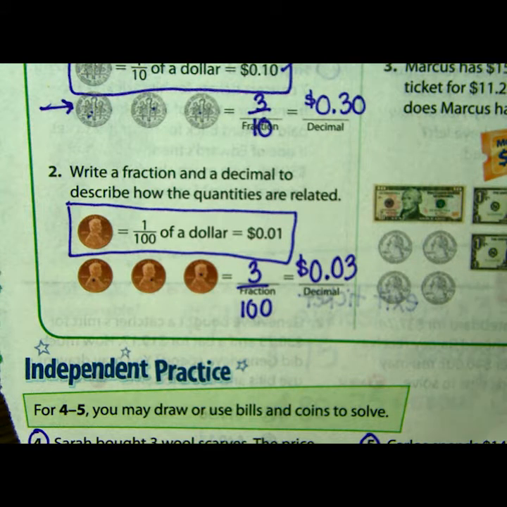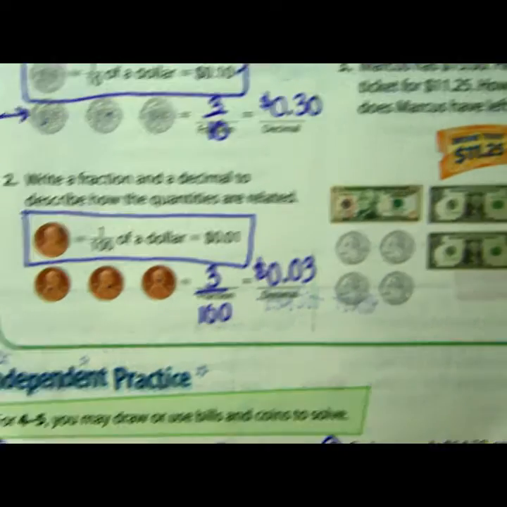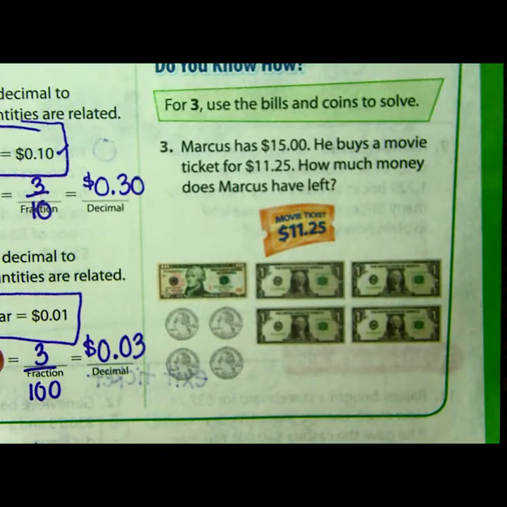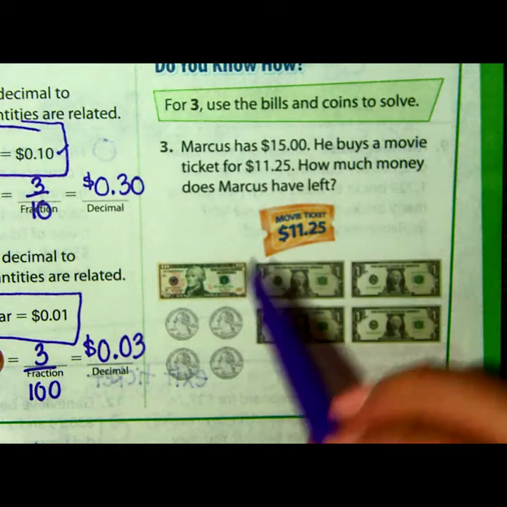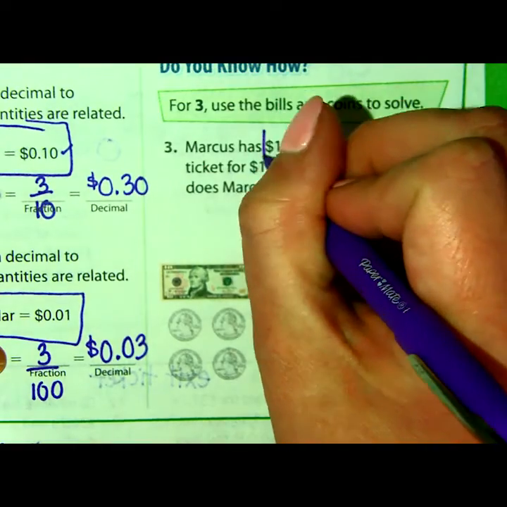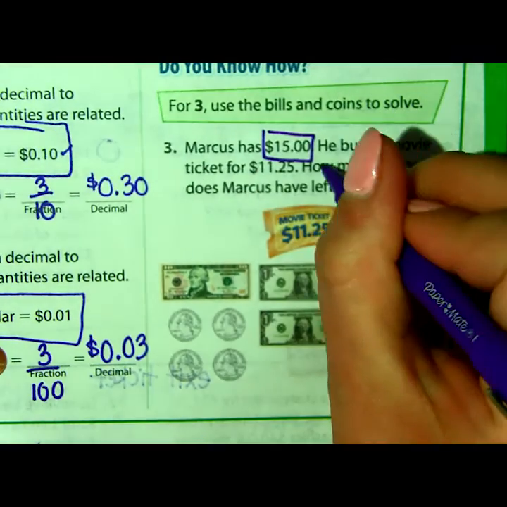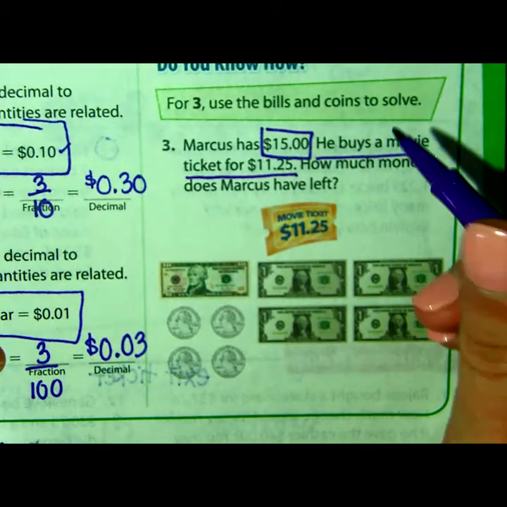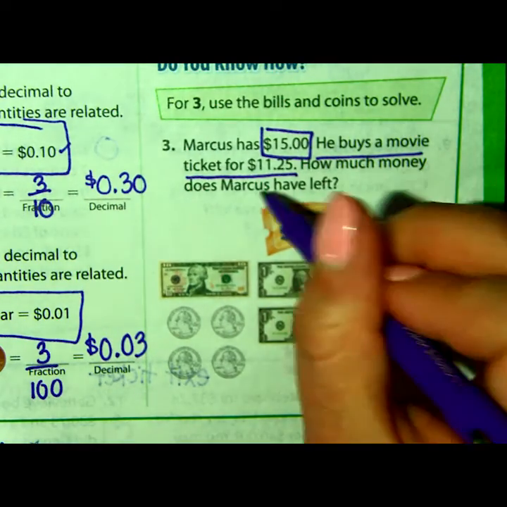There's one more question that I want to go through, and then you guys are going to be free to get started. You don't have a whole lot of questions today, so this video is a little bit longer. Sorry. Number 3, Marcus has $15. So that's what he has like in his pocket. He buys a movie ticket for $11.25. How much money does Marcus have left?